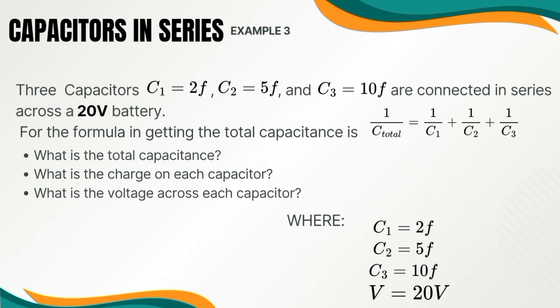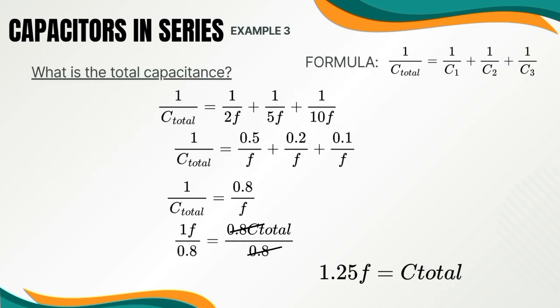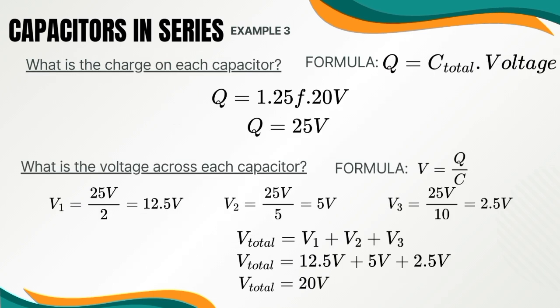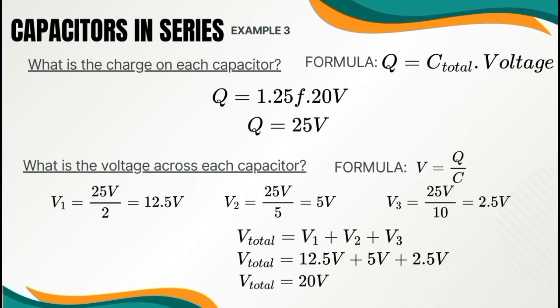For example number 3, again these are the givens with the 20 volts. So in finding again the total capacitance, we must use this formula and sum them up. So we will come up with 0.8. So we must cross multiply it, and we will come up with the total capacitance 1.25 farads. For the charge on each capacitor, multiply again 1.25 farads times 20 volts is equal to 25 volts.